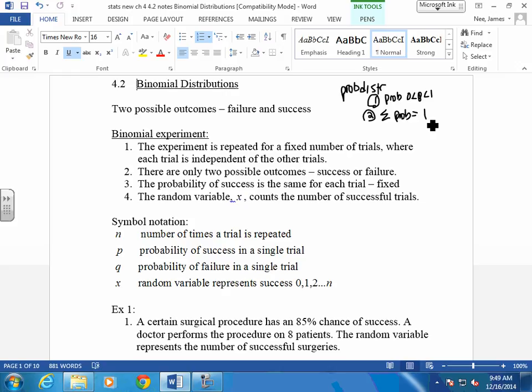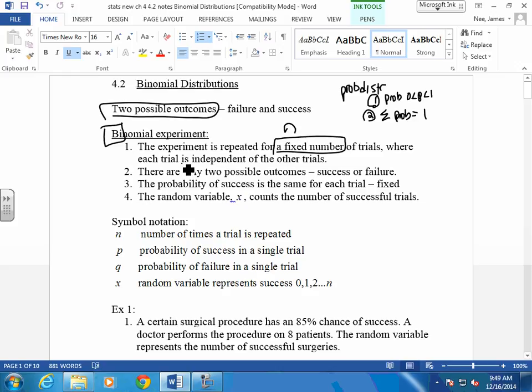Then binomial says there are two possible outcomes. Bi meaning two. It has to meet these 4 criteria to be a binomial distribution. The first thing is it has to be repeated for a number of times. It has to say for 5 patients, for 6 days, 7 times. It has to have a fixed number of times. This is going to be your N.